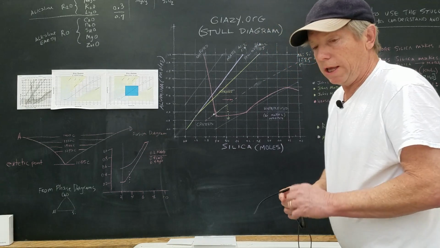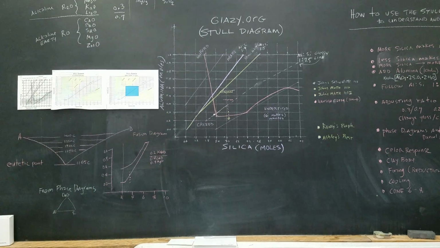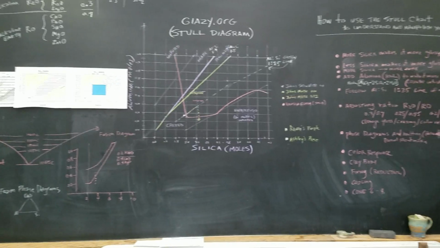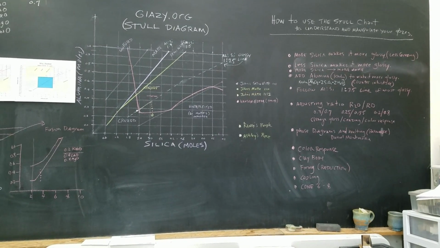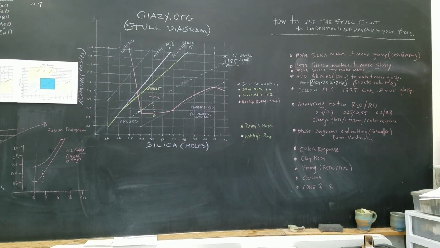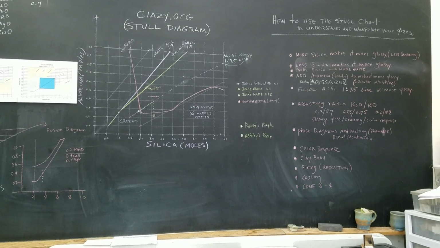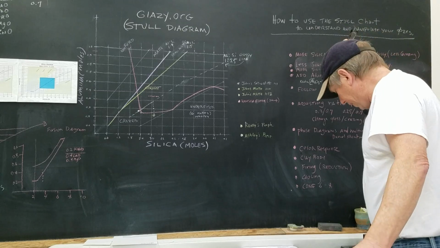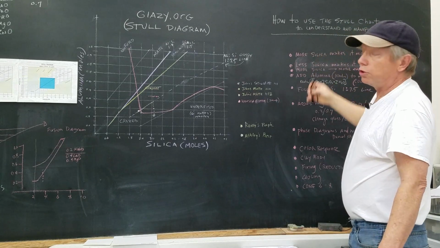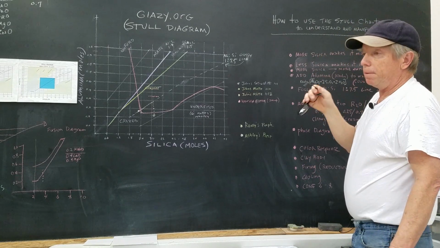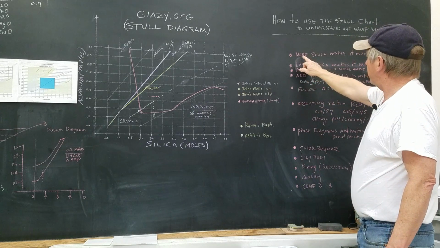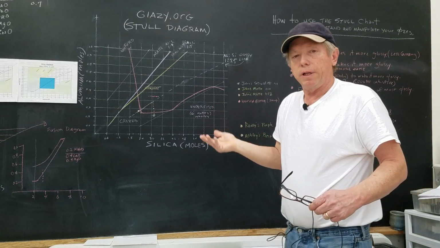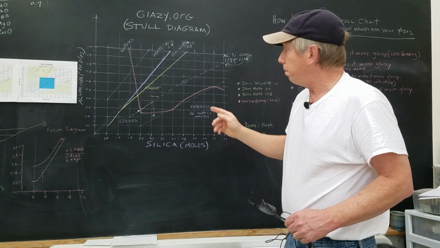Okay, so let me redo this camera orientation here so we can go over here a little better. So what we're going to do today is I'm going to show you ways to use the Stull chart to understand and manipulate your glazes. The first thing we may do when we're using this Stull chart is type our glaze into Glazy. It's going to give us a plot point.